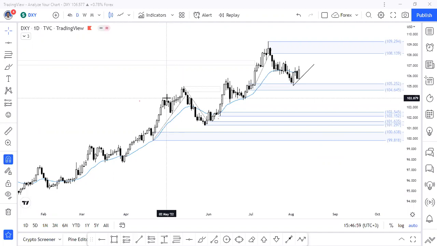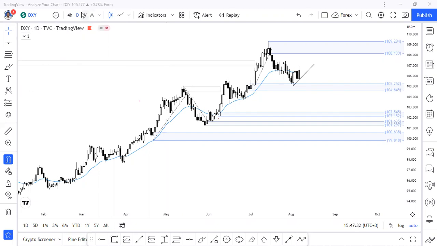As usual, we start on DXY, looking forward especially at USD pairs. Before we start to analyze the USD pairs, we have to look first at the dollar index to see the strength of the USD. Therefore, we could get the clear move, potential move on other USD pairs.